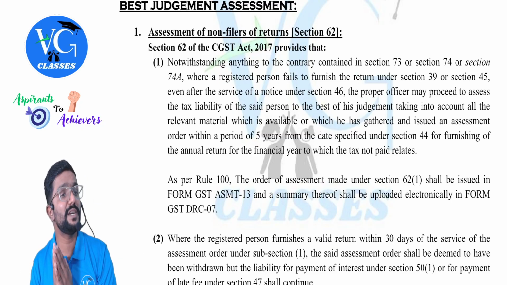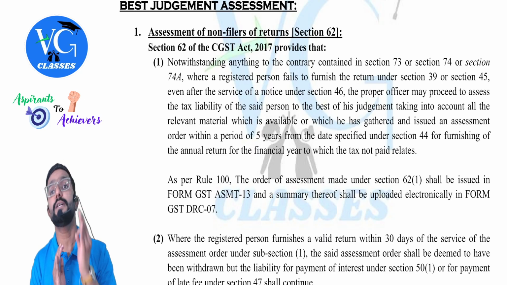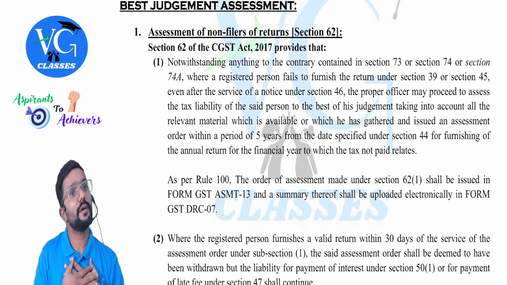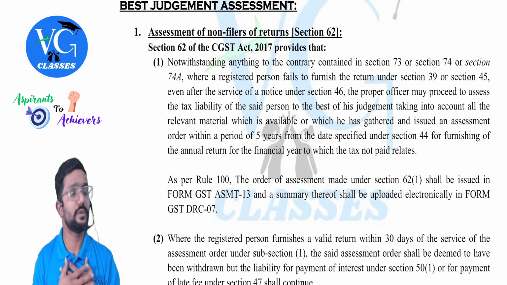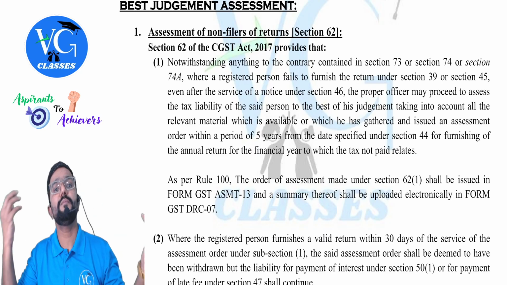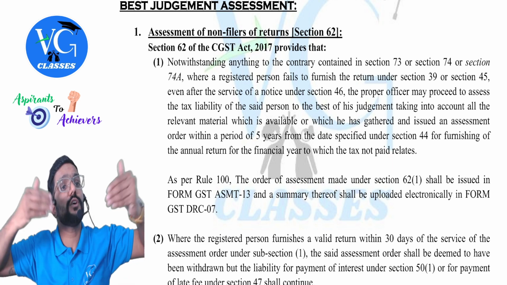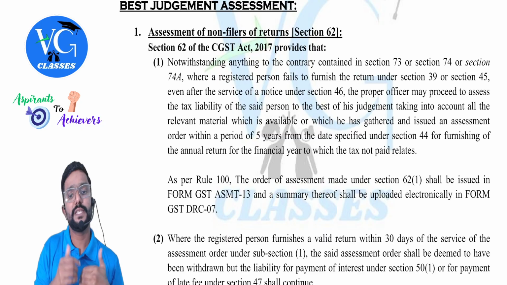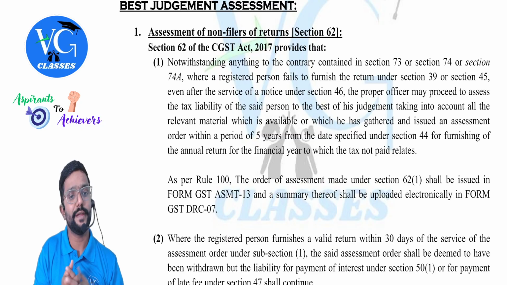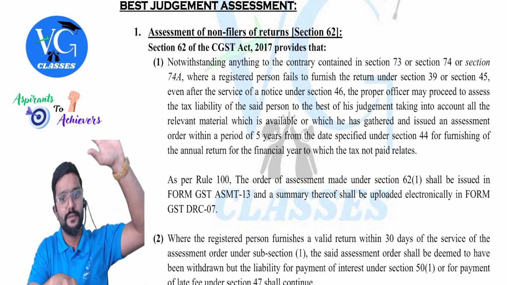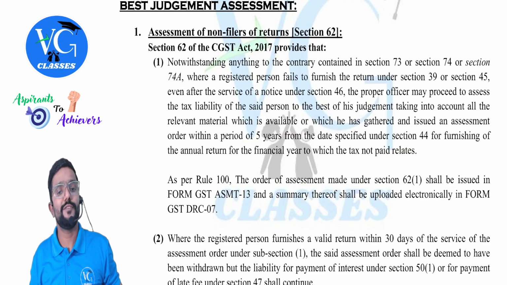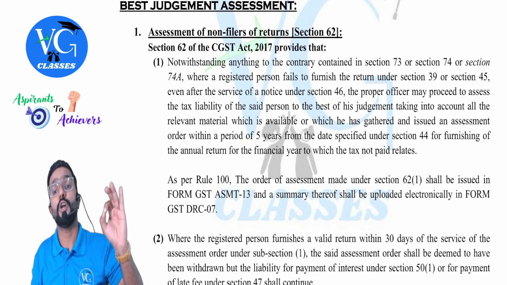To the best of his judgment means, because, guys, he might not be 100% accurate, because you are not filing your returns. Will the proper officer know all the information in and out? May not. Whatever information he has, to the best of his knowledge, he will pass the order, taking into account all the relevant material which is available or which he has gathered, and issue an assessment order within a period of 5 years from the date specified under section 44 for furnishing of the annual return for the financial year to which the tax not paid relates.